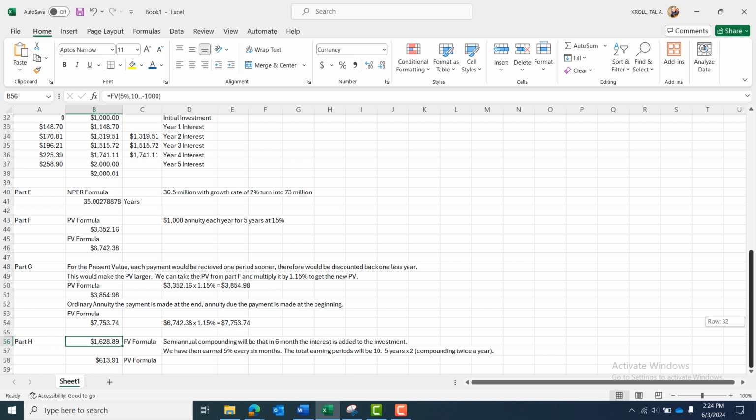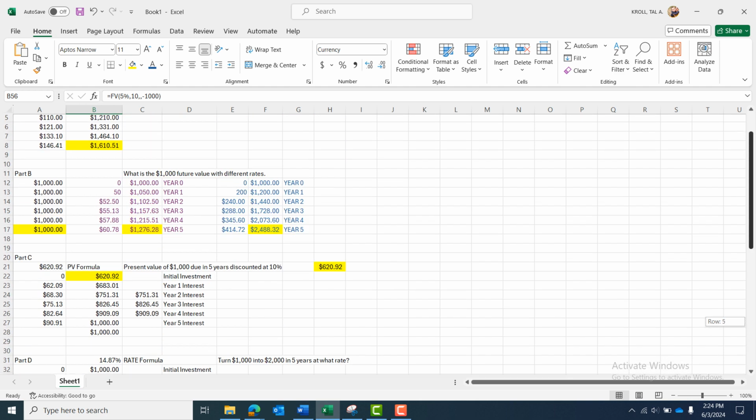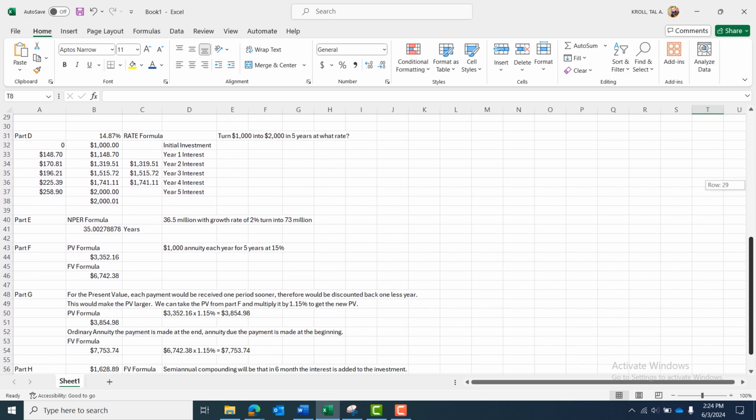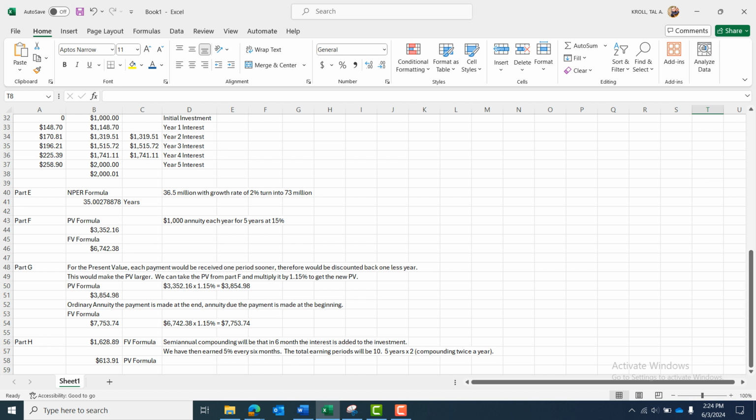Now, the present value of that investment, what would we have to invest now? Up here it said we would have to invest $620 on Part C and 92 cents. But if they actually give us interest every 6 months, we don't have to invest as much to start with. Or what does that look like at the beginning? And its equivalency to, it would be $613.91. So that is also the formula.